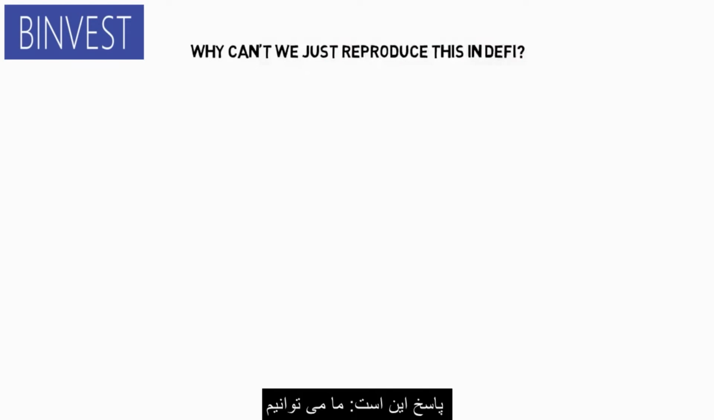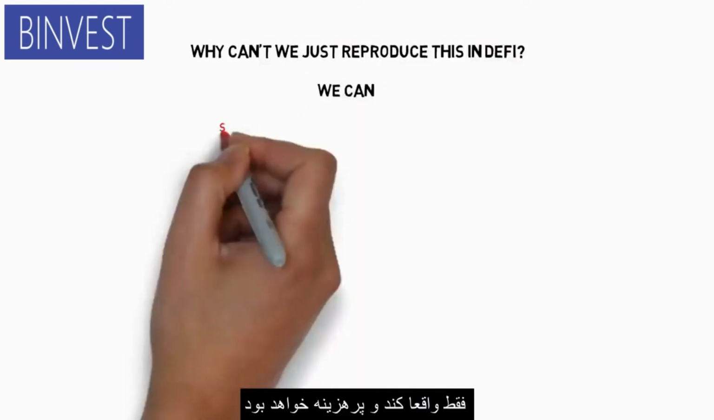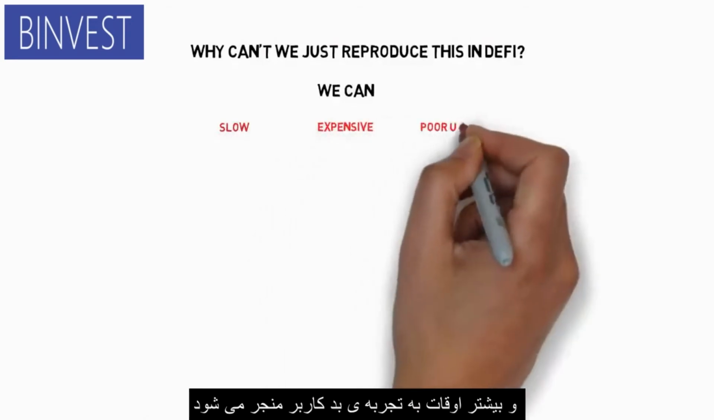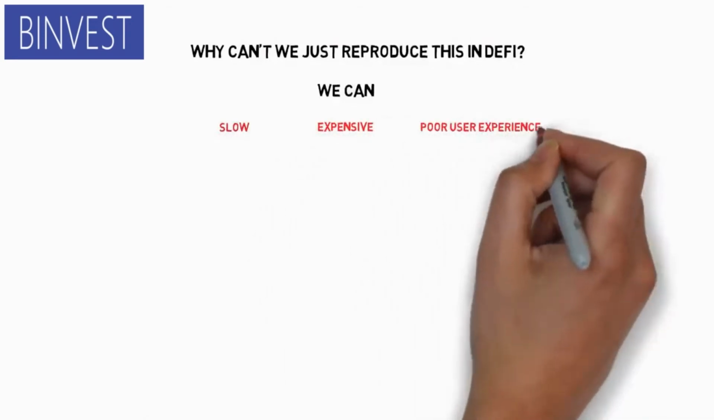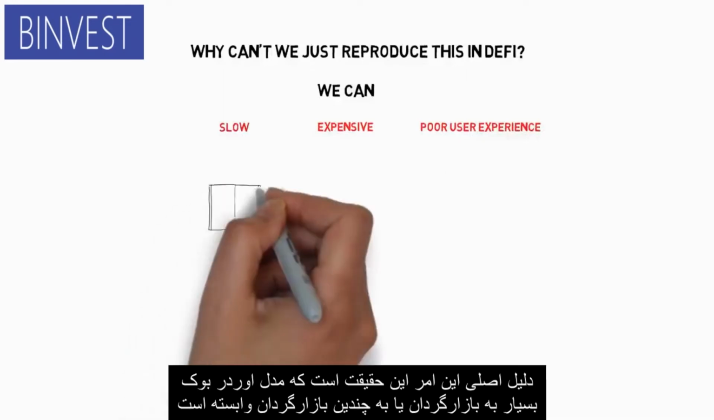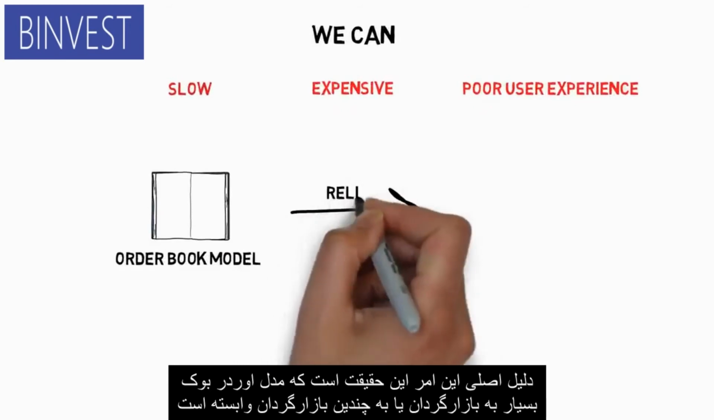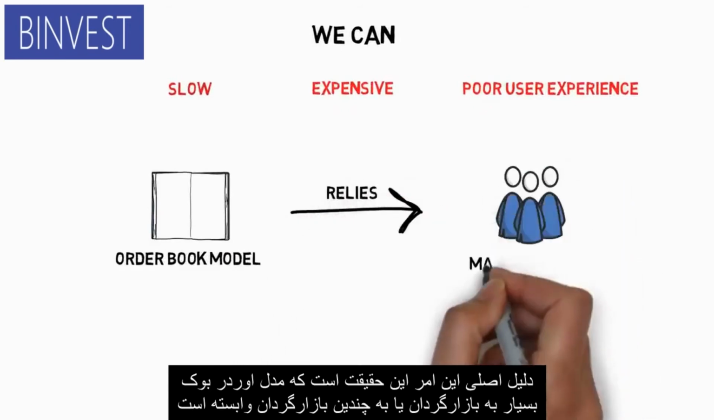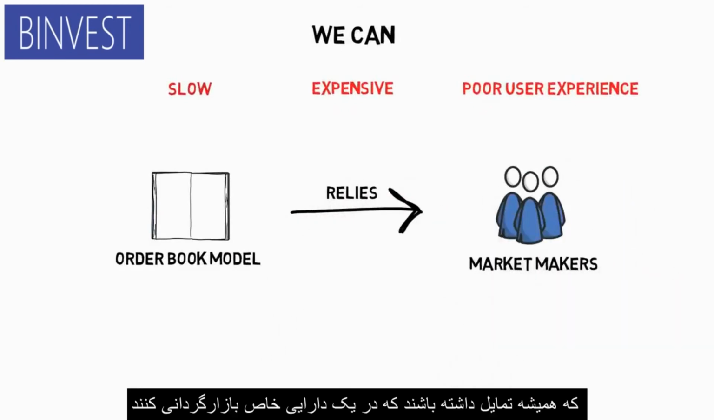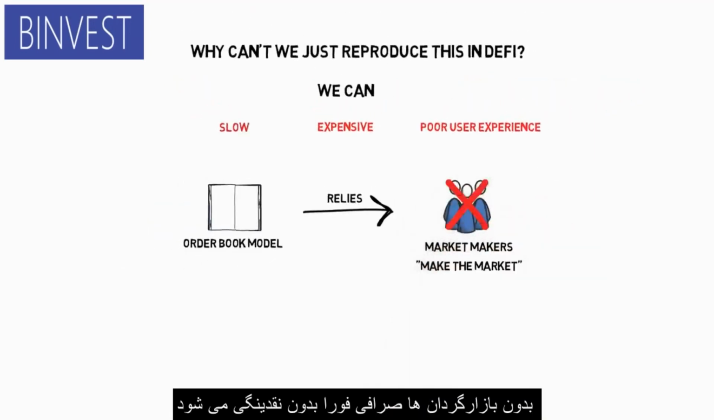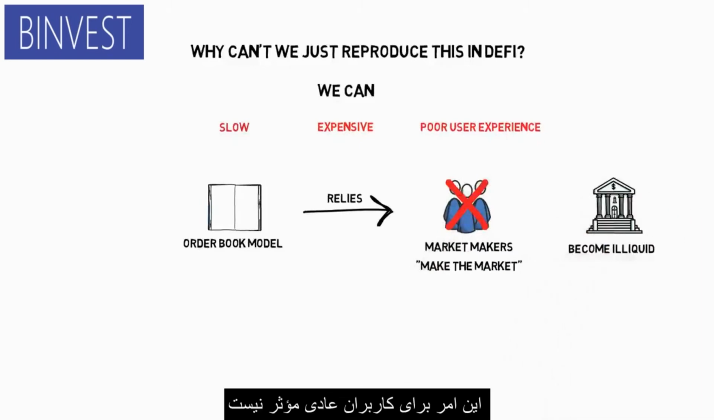Okay, so why can't we just reproduce something like this in decentralized finance? The answer is we can. It will be just really slow, expensive, and pretty much always result in poor user experience. The main reason for this is the fact that the order book model relies heavily on having a market maker or multiple market makers willing to always make the market in a certain asset. Without market makers, an exchange becomes instantly illiquid and is pretty much unusable for normal users.